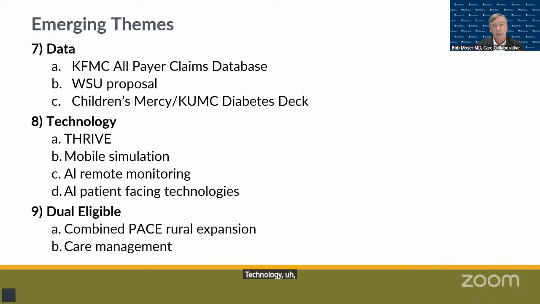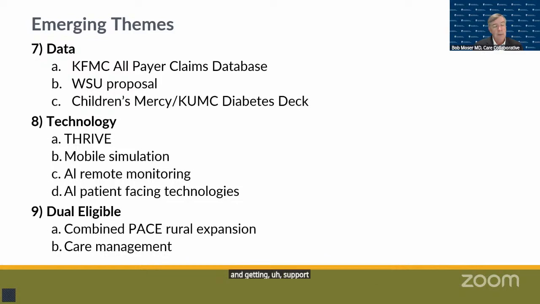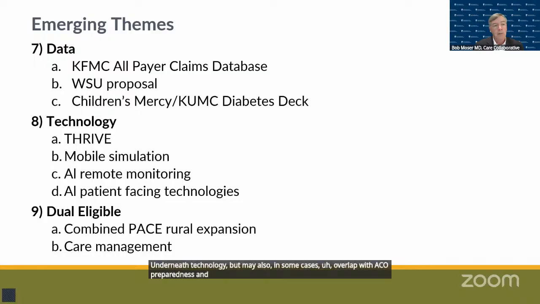Technology, a ton of suggestions with actual technology being utilized from Thrive, which is a remote cognitive-based therapy for patients with depression and anxiety, where they may not be able to get in very easily without a great deal of challenge with transportation, distance, childcare, and all those other issues, and getting support that they may need beyond just medication. So mobile simulation training, AI, remote monitoring, remote patient monitoring, all of those are looped underneath technology, but may also in some cases overlap with ACO preparedness and clinically integrated network development.